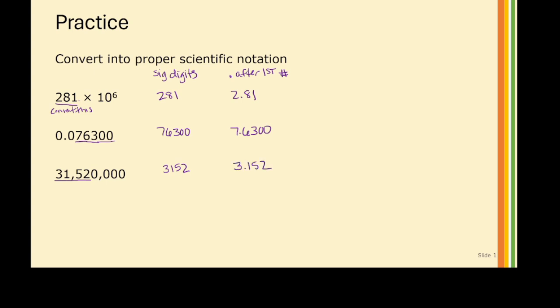And next, I have to decide how many places it's going to take to get the decimal to this position. So this would be 1, 2. So I say times 10 to the 2. To determine the sign, whether this is plus or minus, I look at this. This is a big number, bigger than 1. So I need a positive exponent. So this would be plus 2. And then I still have the times 10 to the 6. Note that now I can add the exponents. So this is now 2.81 times 10 to the 8th.